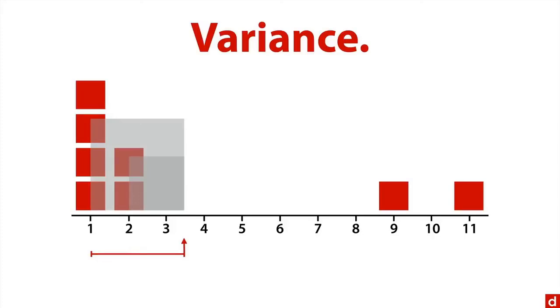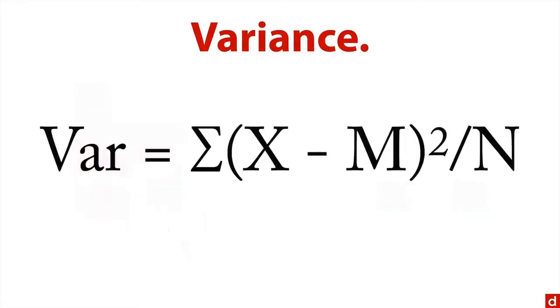The squares for the scores at 9 and 11 are going to be huge and go off the page, so I'm not going to show them. But once you have all those squares, you add up the area, and you get the variance.